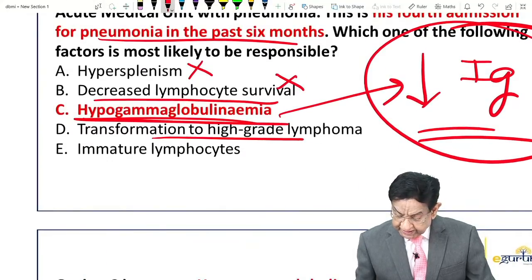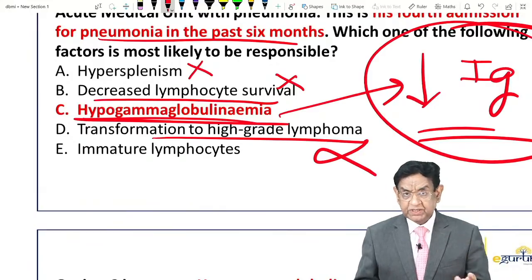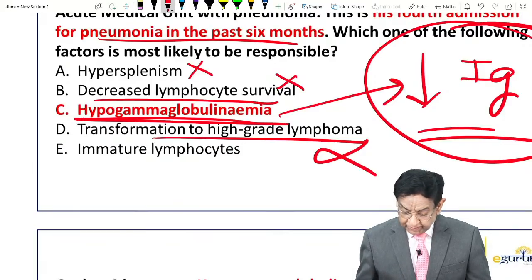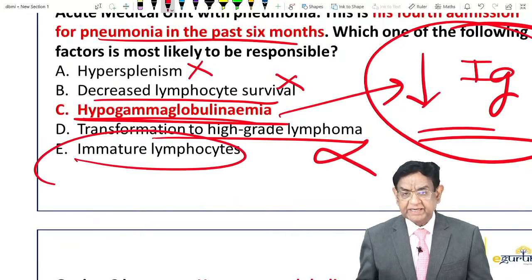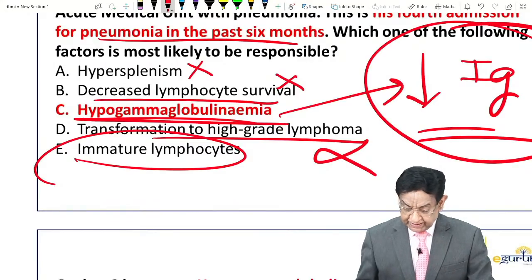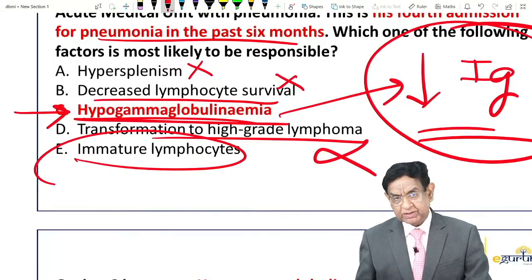Transformation into high-grade lymphoma is not a feature which can induce pneumonia. It is not due to lymphoma. Immature lymphocyte is not a feature. We are getting more of an abnormal small lymphocyte. So beyond doubt, this is the best answer by ruling out other options.